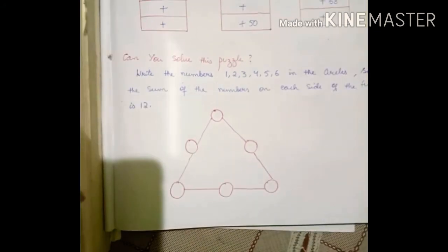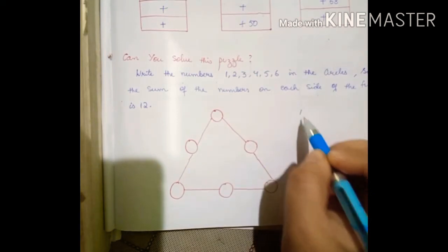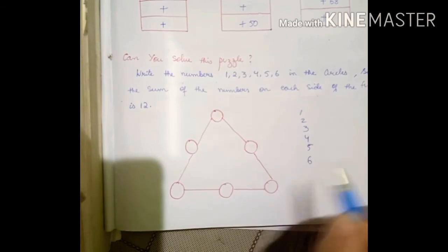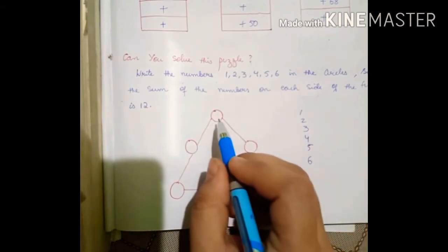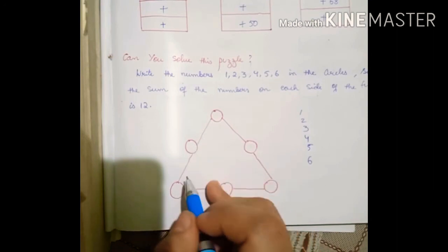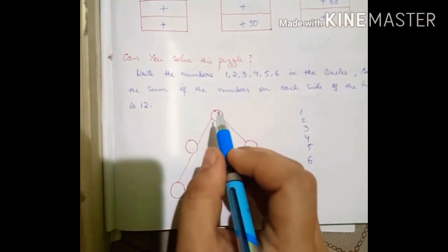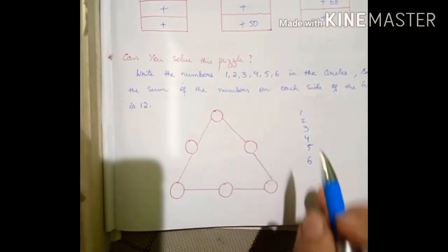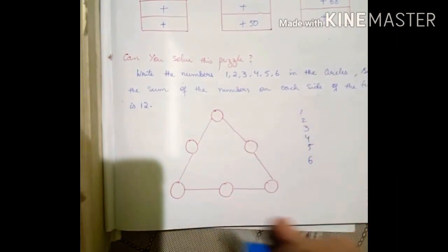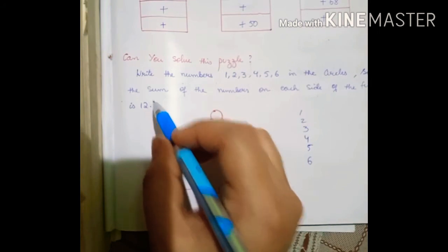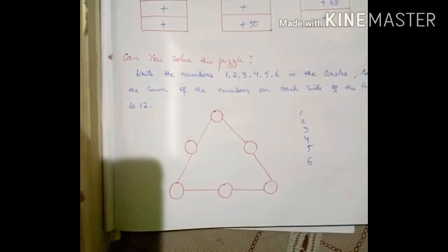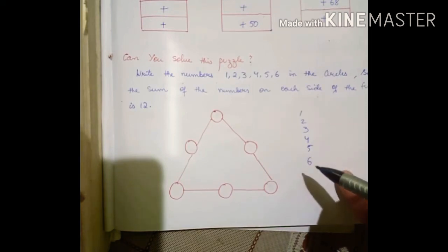What is the meaning of this question? You have to write the numbers 1, 2, 3, 4, 5 and 6 in this box. Okay, not box, circle. There are 6 circles here, and you have to write these numbers in these circles, and when you add the numbers on each side, it should give 12 as the answer. And you can use these numbers only once.